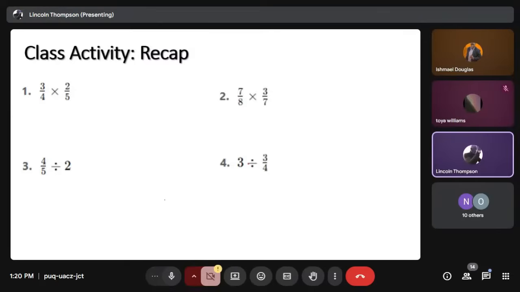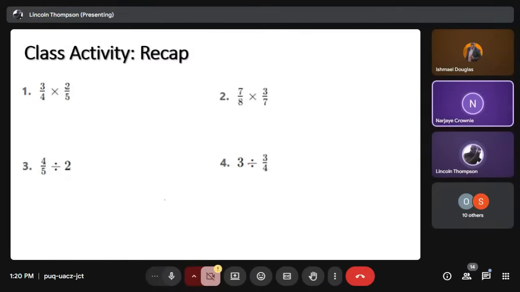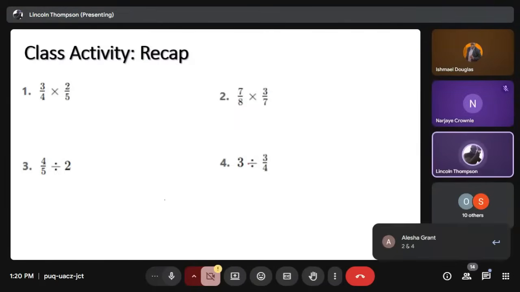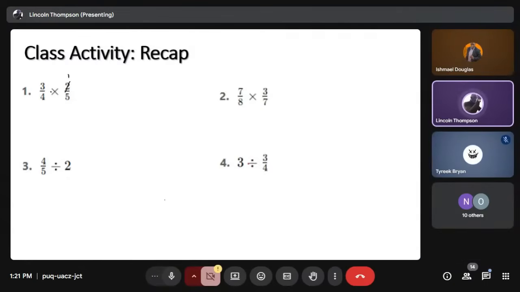We cancel the 2 and the 4. I'm hearing 2 and 4. So how do we cancel the 2 and the 4? 2 into itself 1 time and 2 into 4. All right. So instead of 1, 2 into 4 goes 2 times. All right.